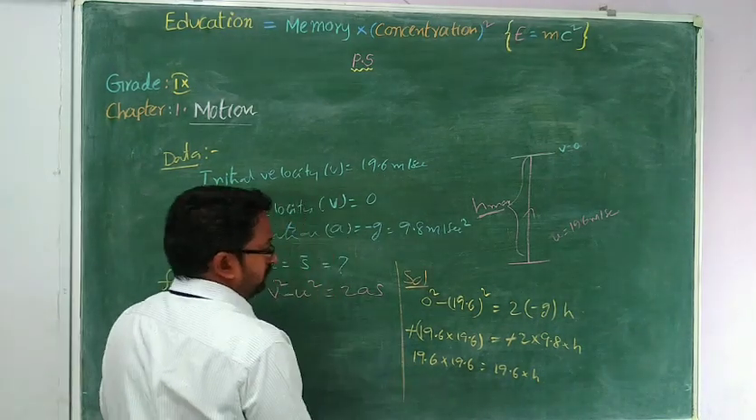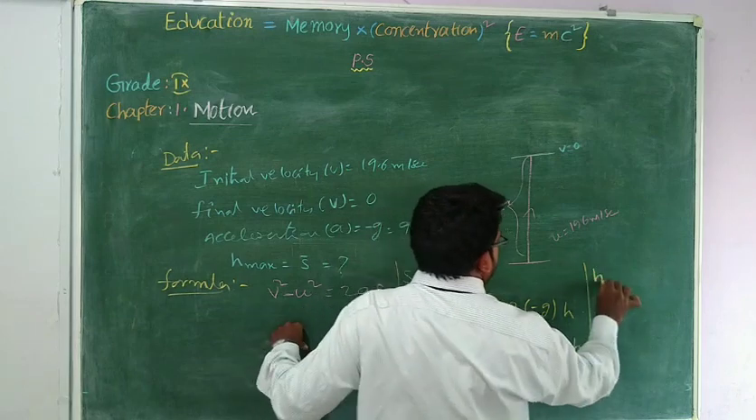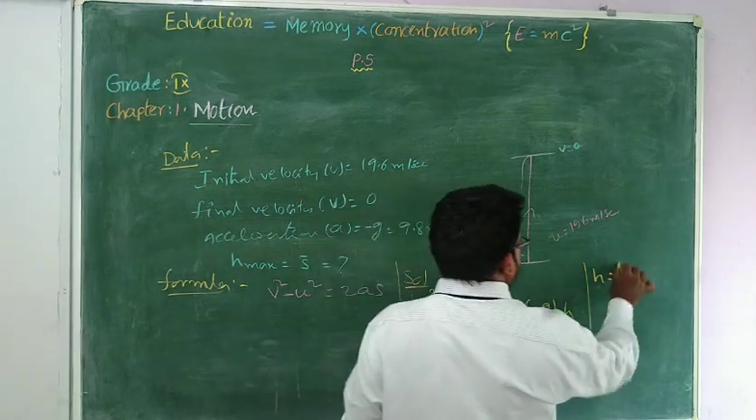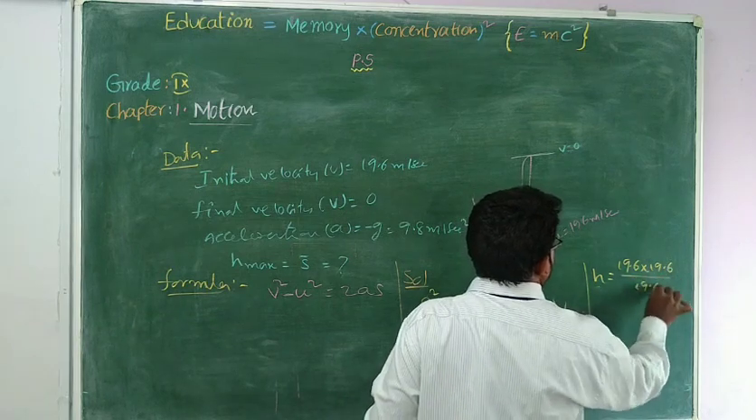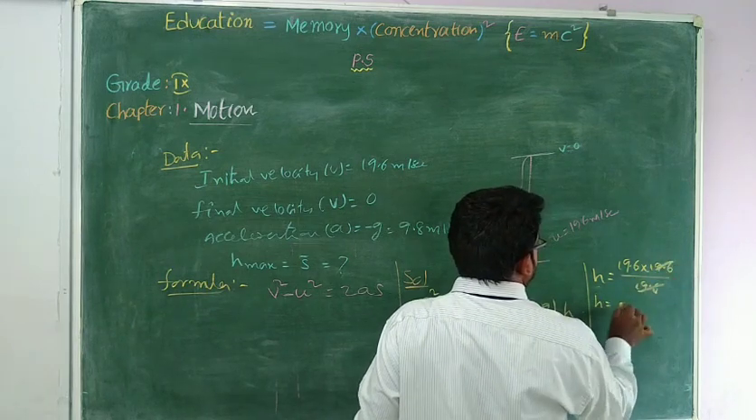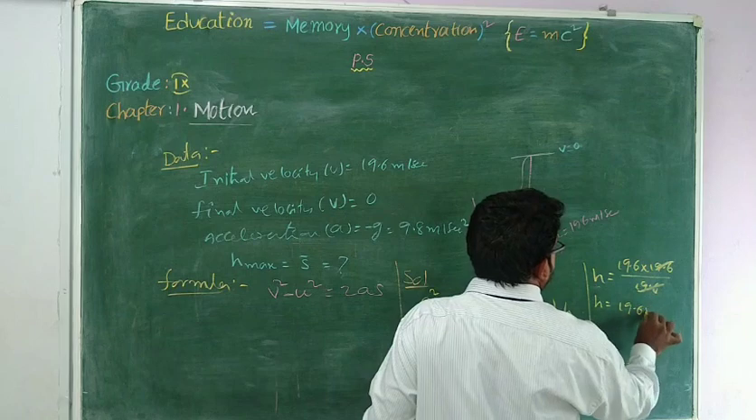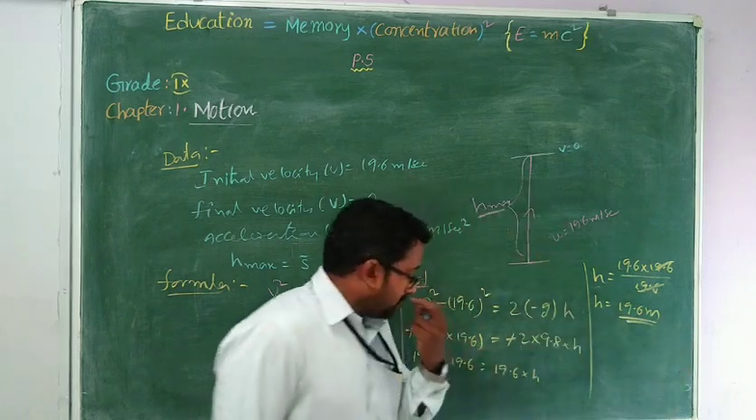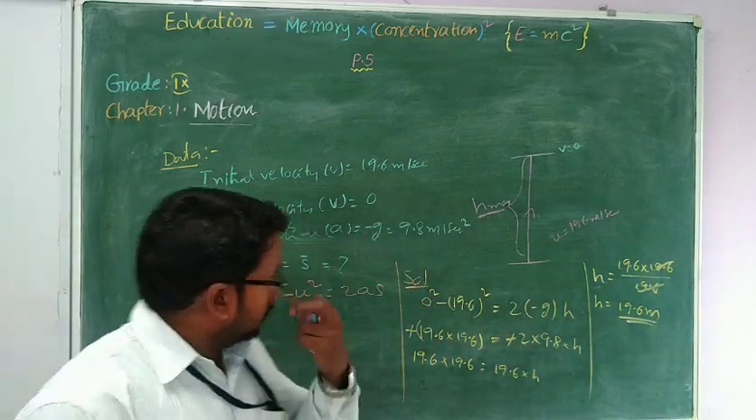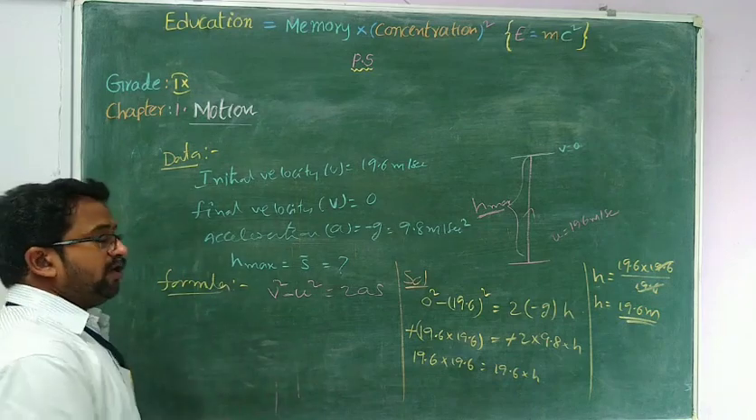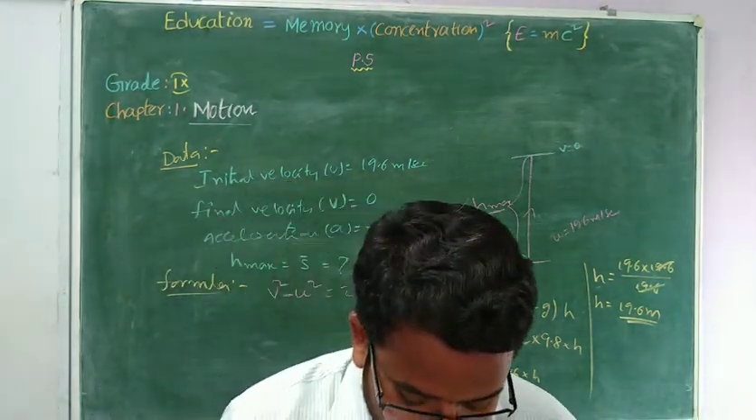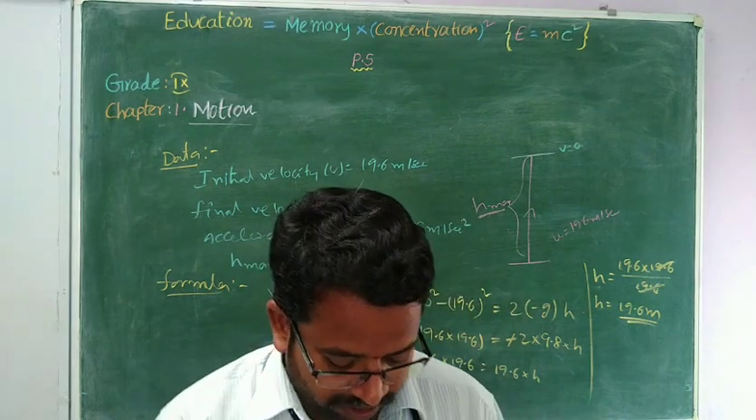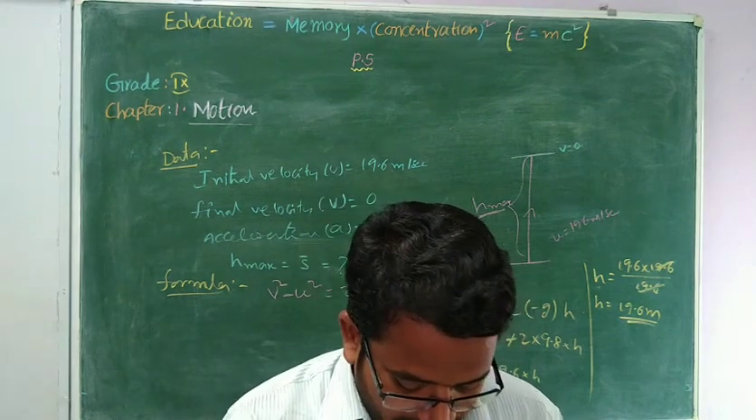Now, what is the h value? H is equal to, take the 19.6 to this side, 19.6 into 19.6 by 19.6, gets cancelled. So, what is the h value? 19.6 meters. Don't forget the units. Okay, so like this we can find it. Right, just pause the video and note it down. I will give one more problem to you.